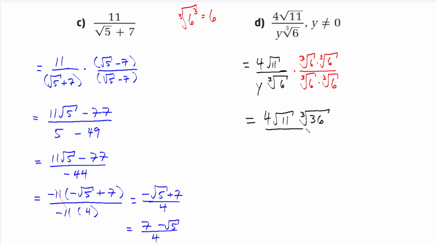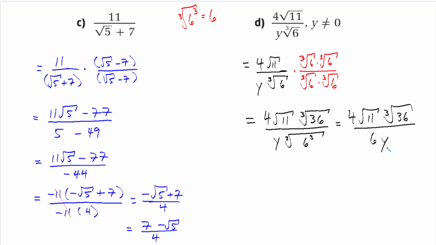On the bottom, I'm going to have y times the cube root of 6 times the cube root of 6 times the cube root of 6. So that is the cube root of 6 times 6 times 6, or 6 cubed. So this gives me 4 square root of 11 cube root of 36, all divided by the cube root of 6 cubed, which is 6, so I'm going to flip that out front and call that 6y.